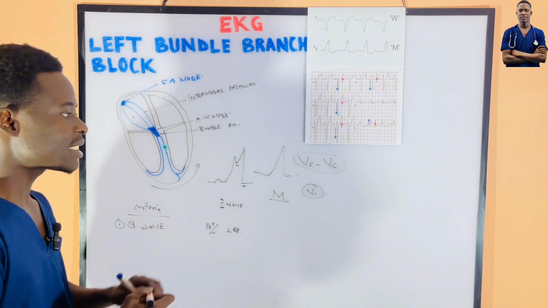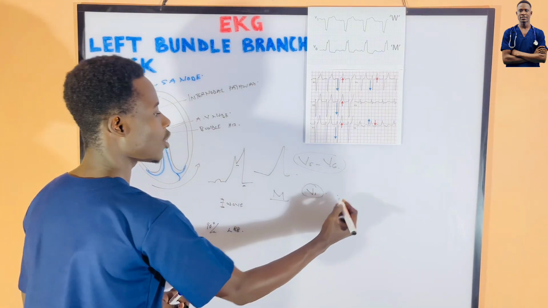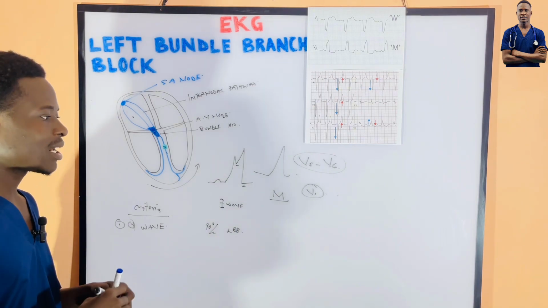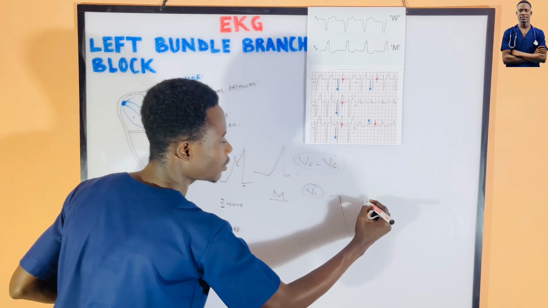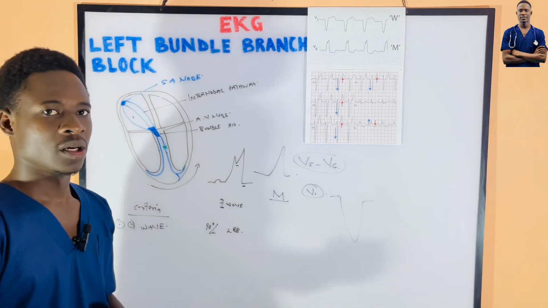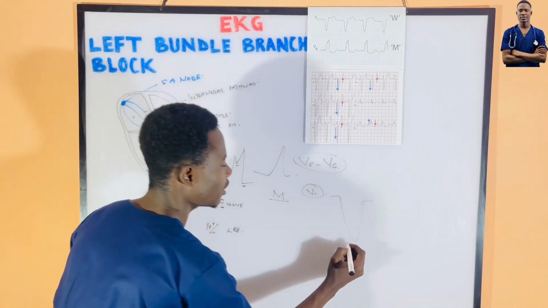Now, secondly, let's come to that of what? The V1 on the left bundle branch block. On the left bundle branch block, the V1 has a very high notch. It has what? A deep QRS complex. A deep, this is what? QS.